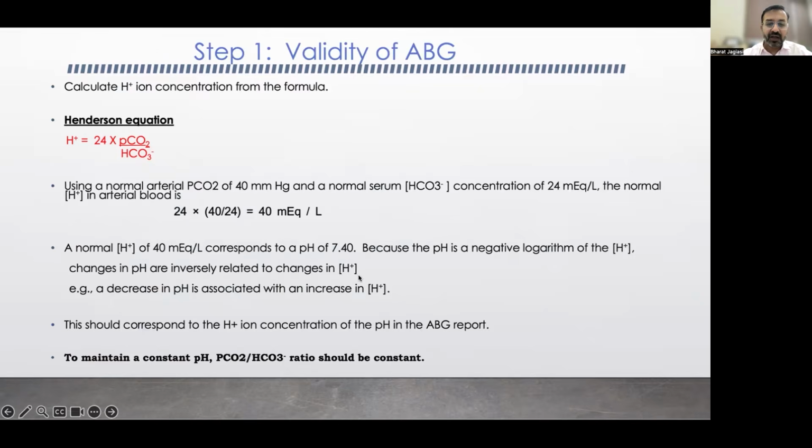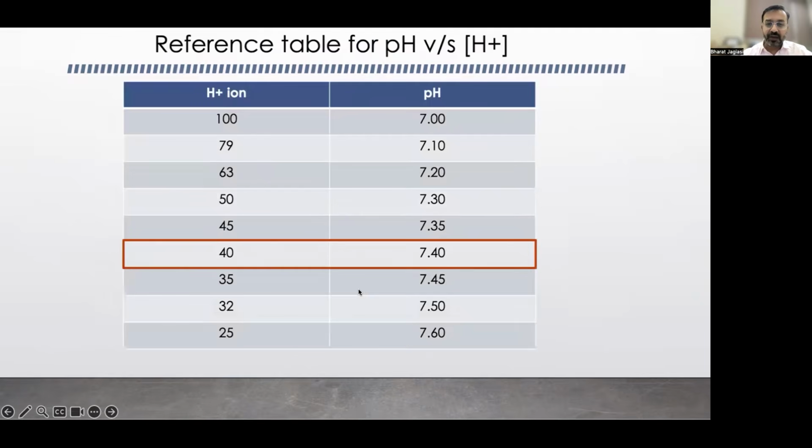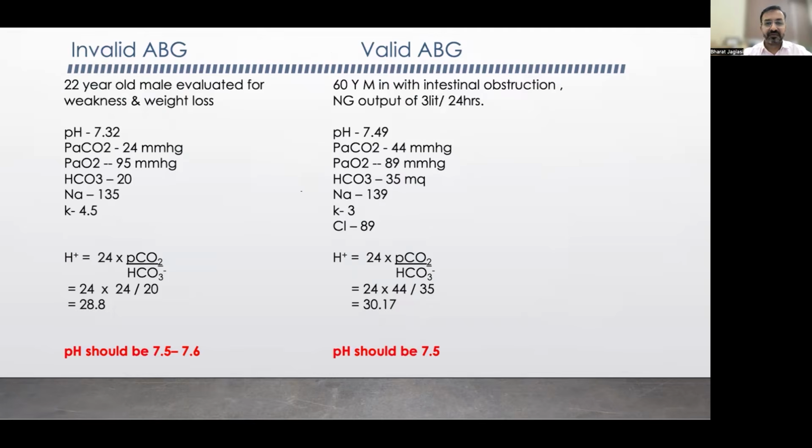So if you look here, this corresponds, and this ABG is valid. Supposedly, if you calculate the hydrogen ion and the number was around 63, it should correspond to the pH of 7.20. And if we can see this, it tells us this ABG is valid and it's not a bogus one.